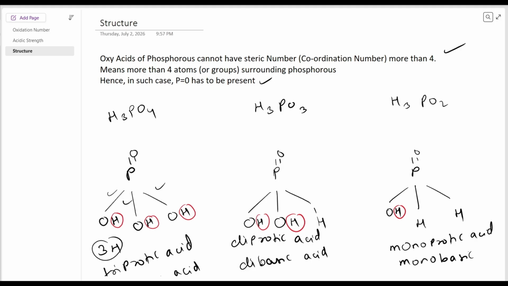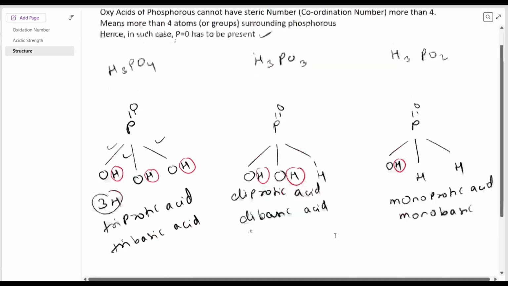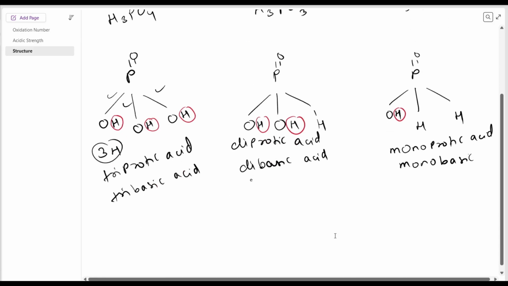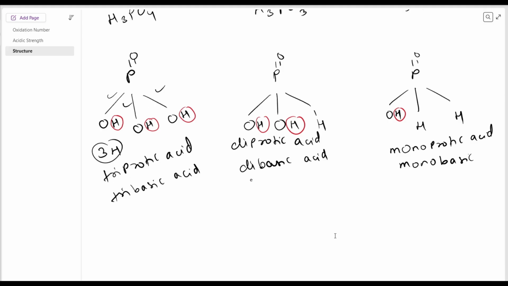This way you can find the oxidation number. You can predict the acidic strength based on the oxidation number. Same thing goes with the structure also. The structure gives us the exact details of how much acidic strength the oxy acids of phosphorus have relative to each other. So this is all about the oxy acids of phosphorus.